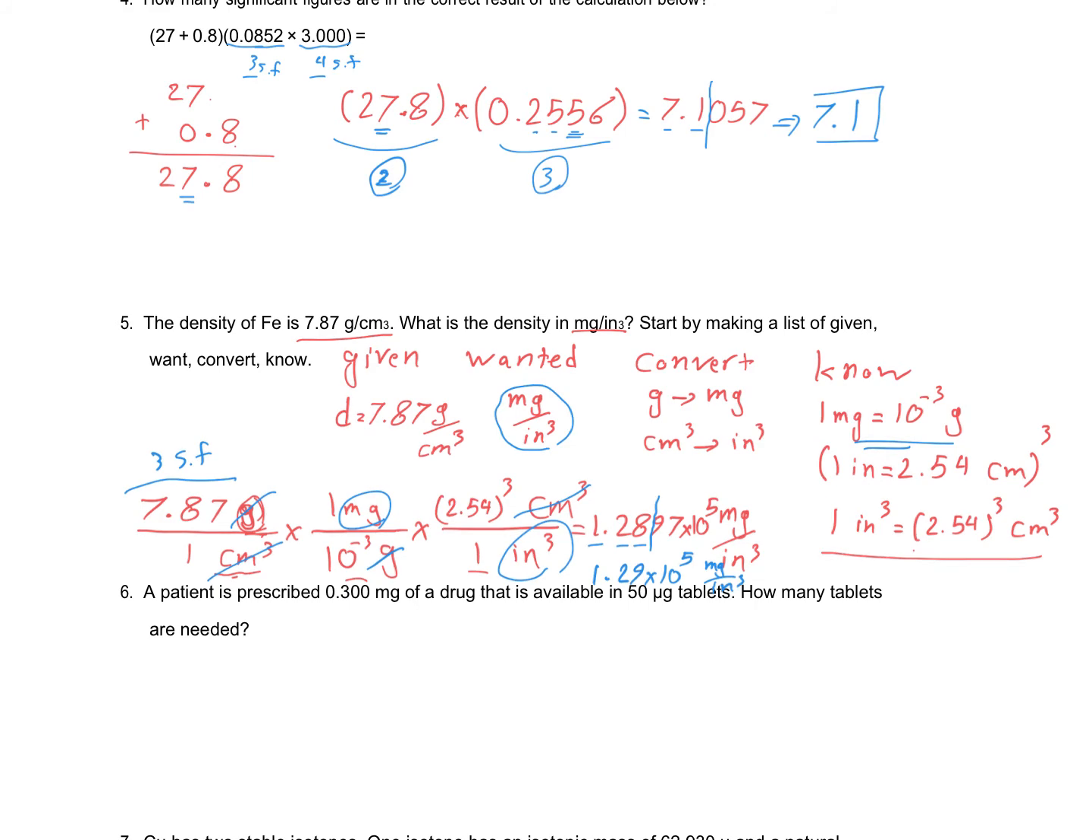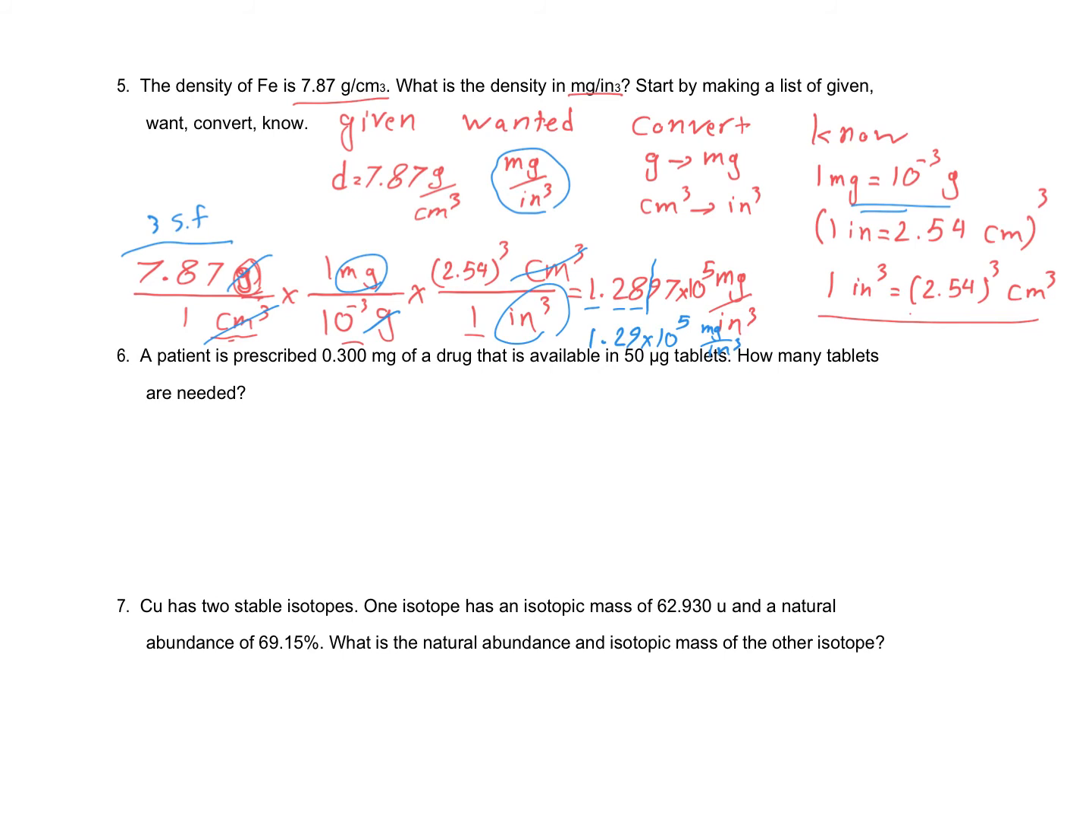Okay, so moving to the next question. Again, we have to make the chart. Given, wanted, convert, and what do we know? Okay, so what is given? A patient is prescribed that amount of drug, so we have 0.300 milligram of the drug. Okay, it is available in 50 microgram tablets, so that's also a given information.